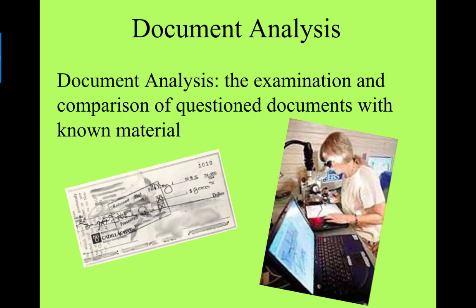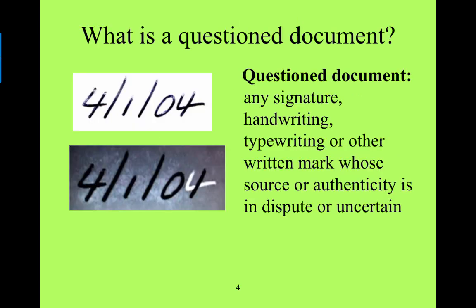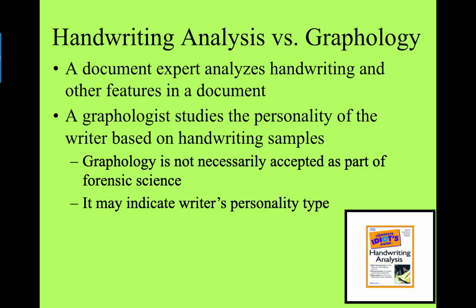The process of document analysis is examining and comparing questioned documents with known material. So this document expert would establish whether a document is authentic by looking at certain aspects of a document, which we'll talk about. A questioned document is any signature, handwriting, typewriting, or any other mark whose source or authenticity is disputed or uncertain. When you look at the pictures on the left, you can see that the date's been changed on a particular document. This might not be evident with the naked eye, but the expert could figure this out.